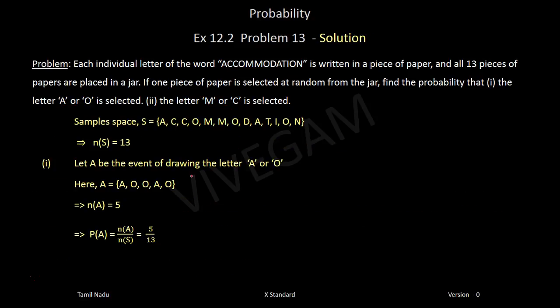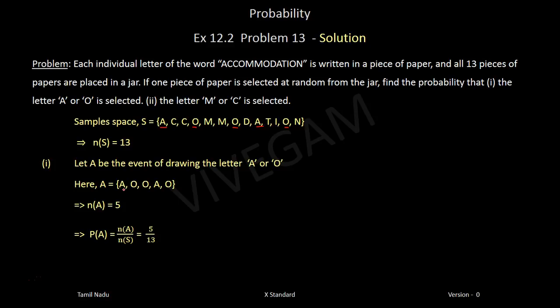So the sample space is: write all the letters, 13 letters here. n of S is 13. Count it, you will see that n of S is 13. So let A be the event of drawing the letter A or O. If A comes, it's favorable; if O comes, it's also a favorable outcome. Both are considered favorable outcomes. So the set A will consist of this, this, this, and this, and this. So 1, 2, 3, 4, 5. All of these will come into this set A.